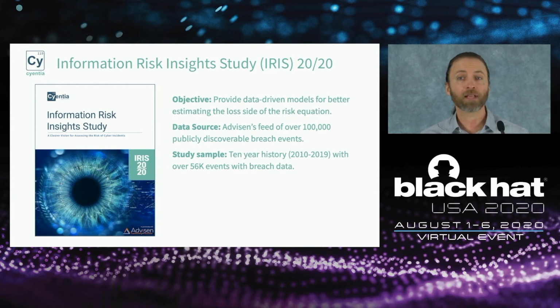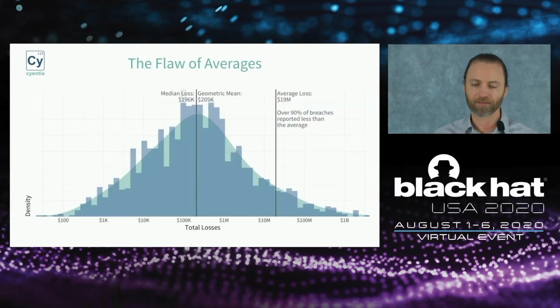To do this, we partnered with Advisen, who has a feed of over 100,000 publicly discoverable breach events. These are all events that can be publicly verified through court records, SEC filings, news clippings, et cetera. And we chose a 10-year history from the beginning of 2010 to the end of 2019 that contained over 56,000 events with breach data. We can use this to build some better models and actually make better policy decisions. So let's talk through some of these elements and some of these findings.